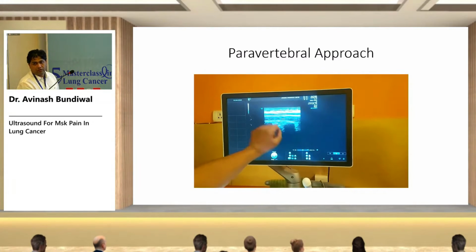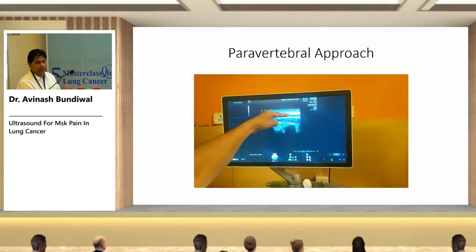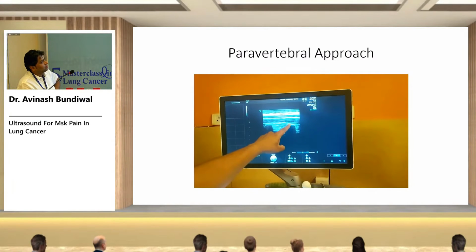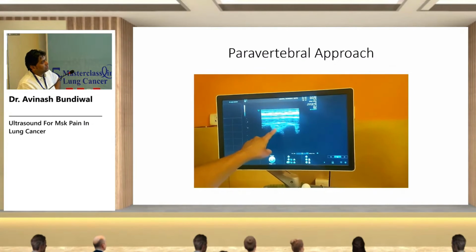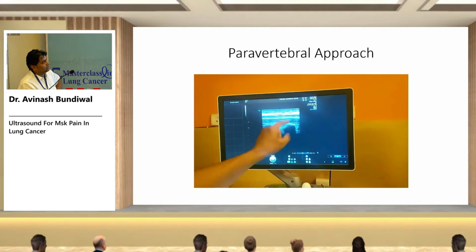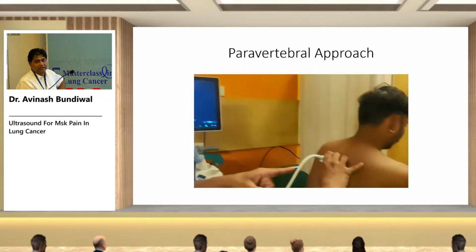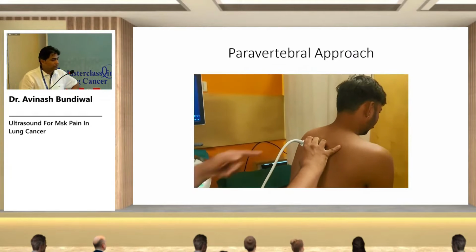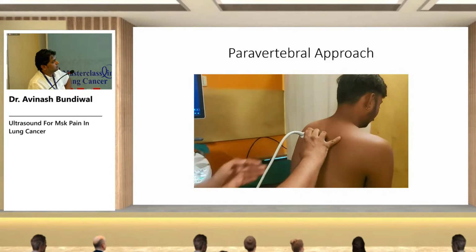Okay, so here we are not supposed to confuse it with the rib. The rib is rounded in shape. There are three layers of muscle. One is trapezius, rhomboid, and then erector spinae. So this is the erector spinae muscle. This is the area where we are supposed to inject the drug. You can see in the patient also. My probe is just lateral to the spinous process and lamina.